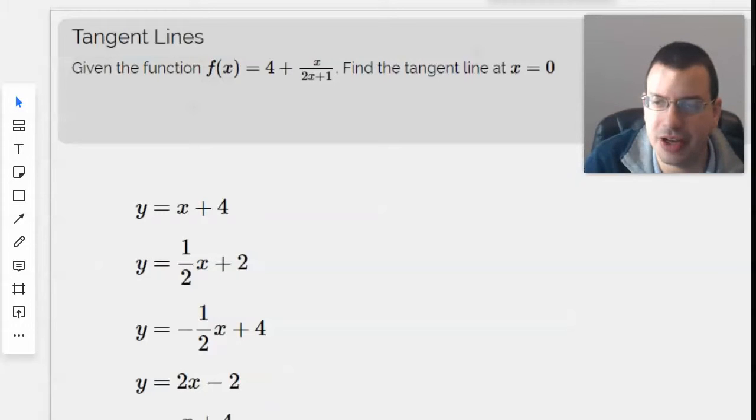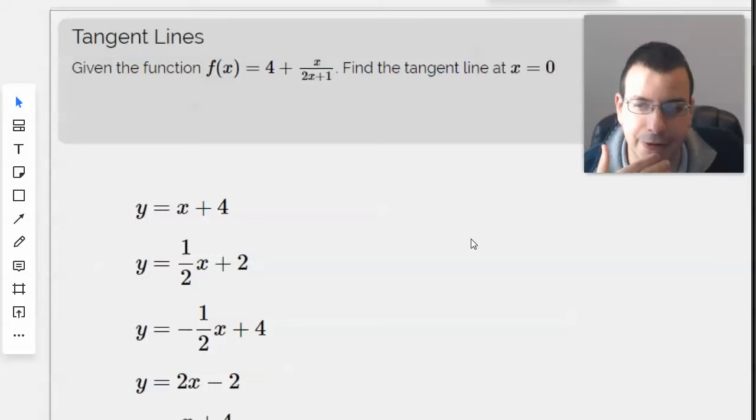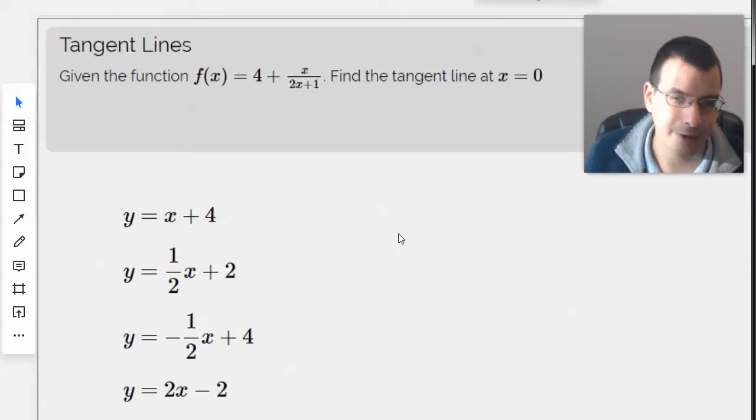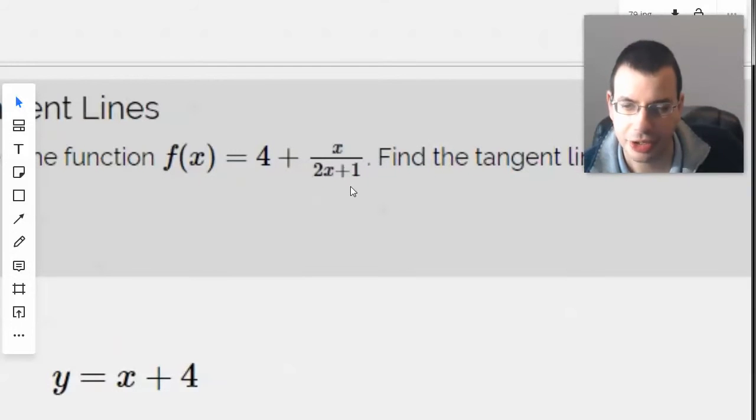Given the function f of x equals 4 plus x over quantity 2x plus 1, find the tangent line at x equals 1. Okay, so you hear a tangent line, first thing you think is slope. And so you're like, all right, we need to take the derivative, f prime of x. So you look at this and you're like, okay, well, my concern is here with this x, 2x plus 1. How do I do that?